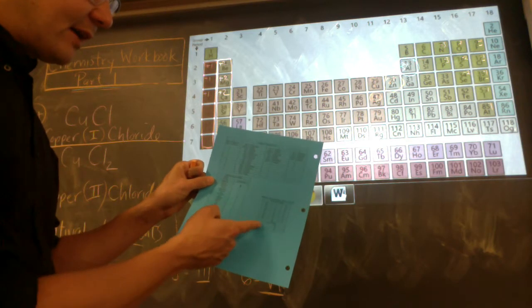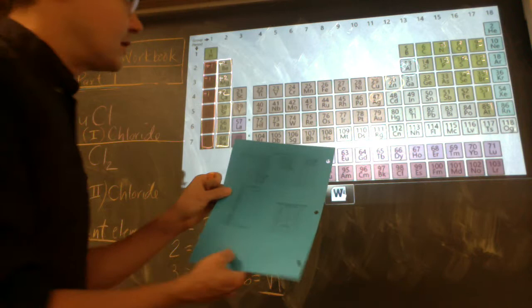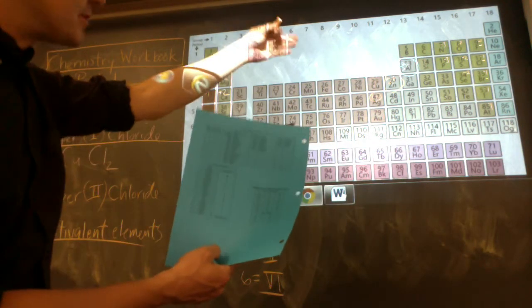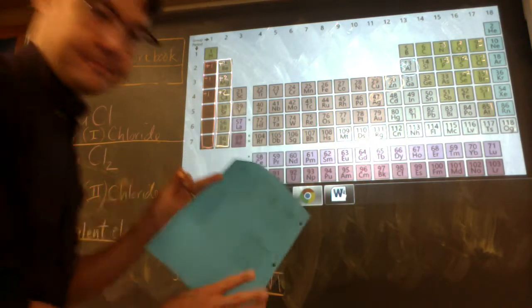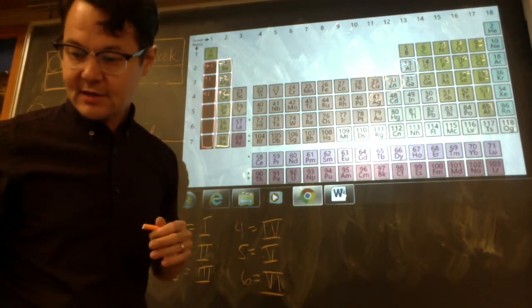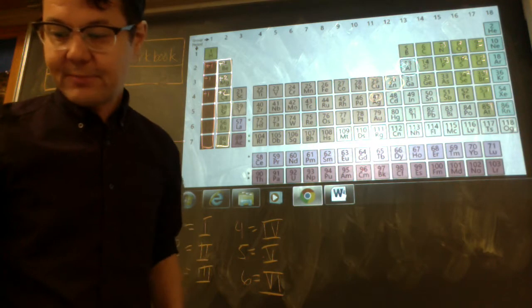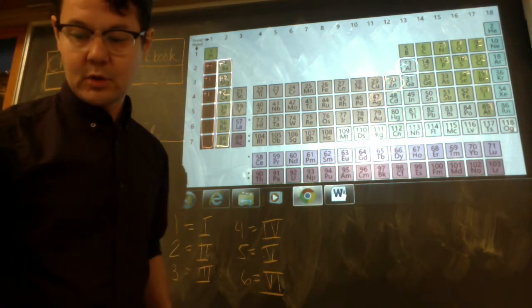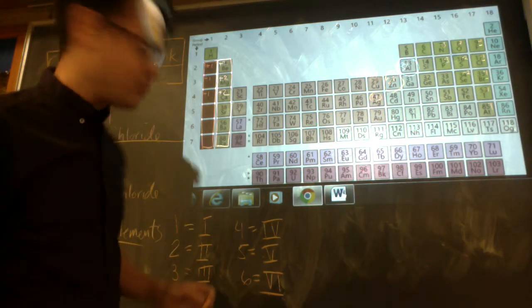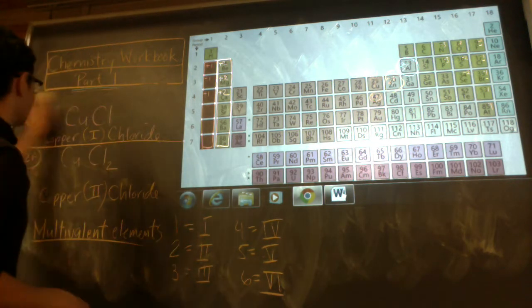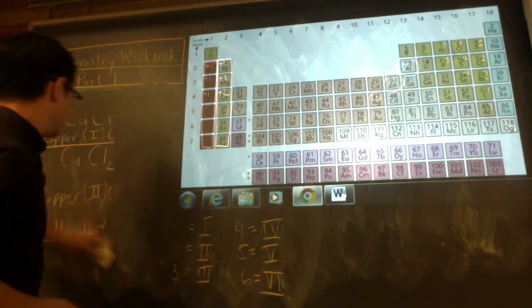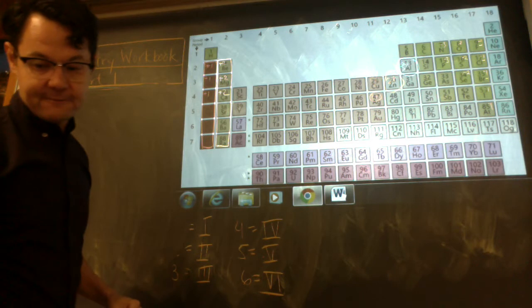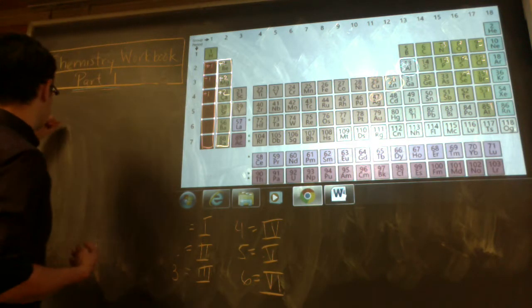Down at the bottom, we have other metals. So there's your aluminum, zinc, and silver, which are always 3+, 2+, and 1+. And that's how all that works. So we'll just do a couple of examples, and then we'll wrap for today. So, exercise 2. We have A is cobalt 2 chloride.